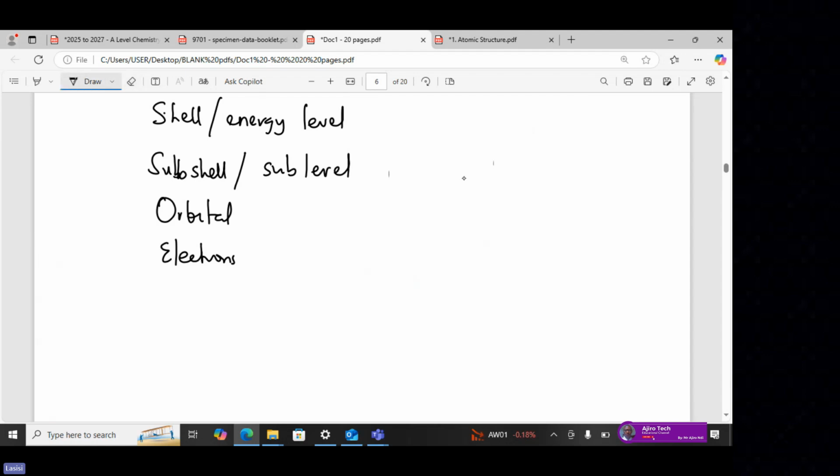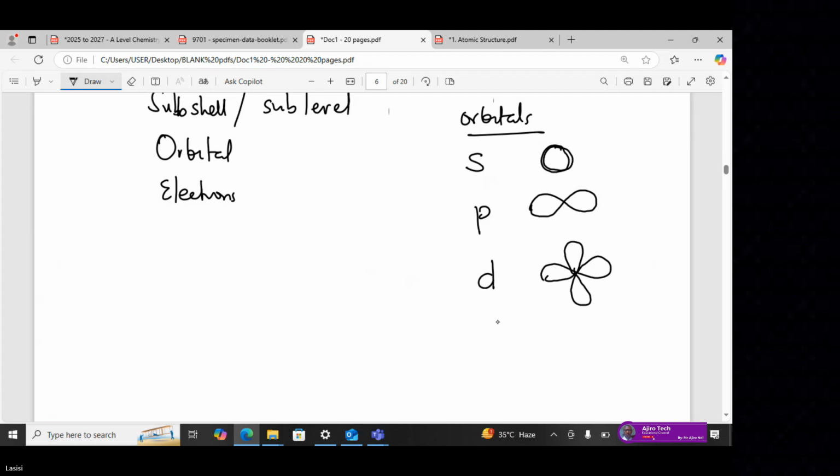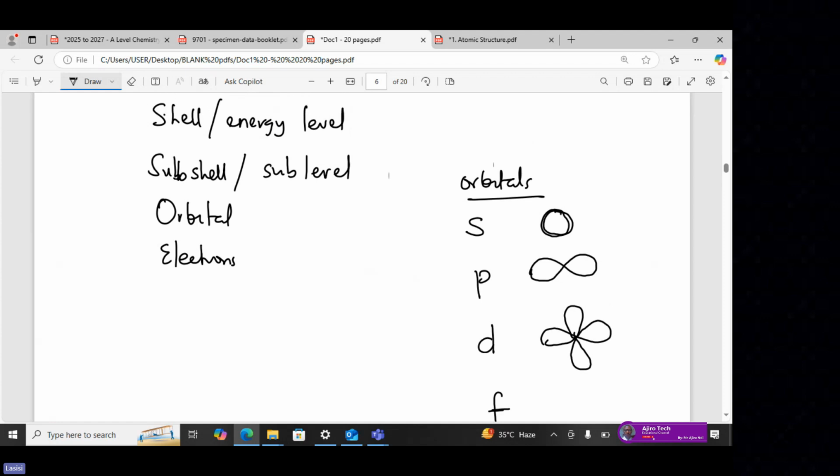We have 4 types of orbitals. We have s orbital. It is spherical in shape. We have p orbital. It is dumbbell shaped. We have d orbital. Not in your syllabus now, it is in A2. I'll just mention it. F orbital is complex. Don't worry, nobody asks you about the shape. So there are 3 types of orbital that electrons can be found in.